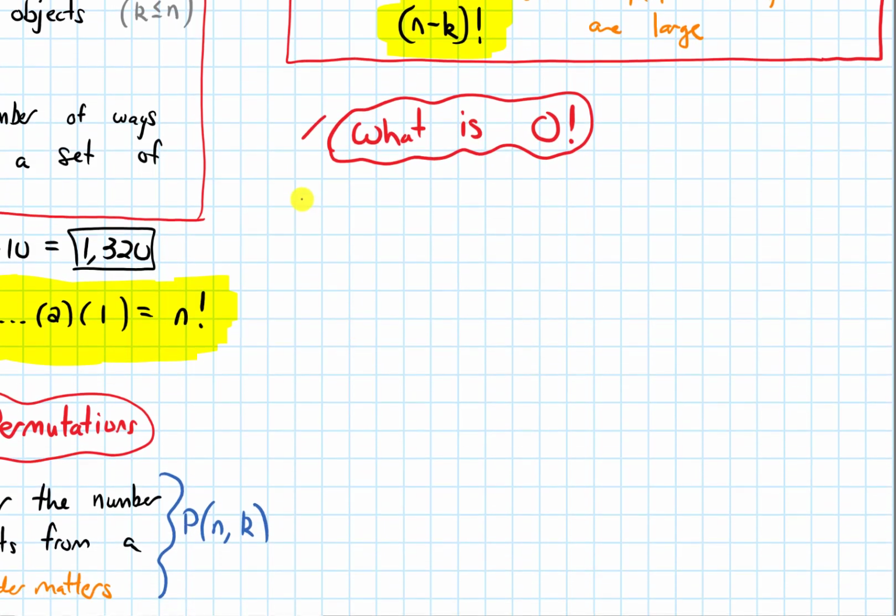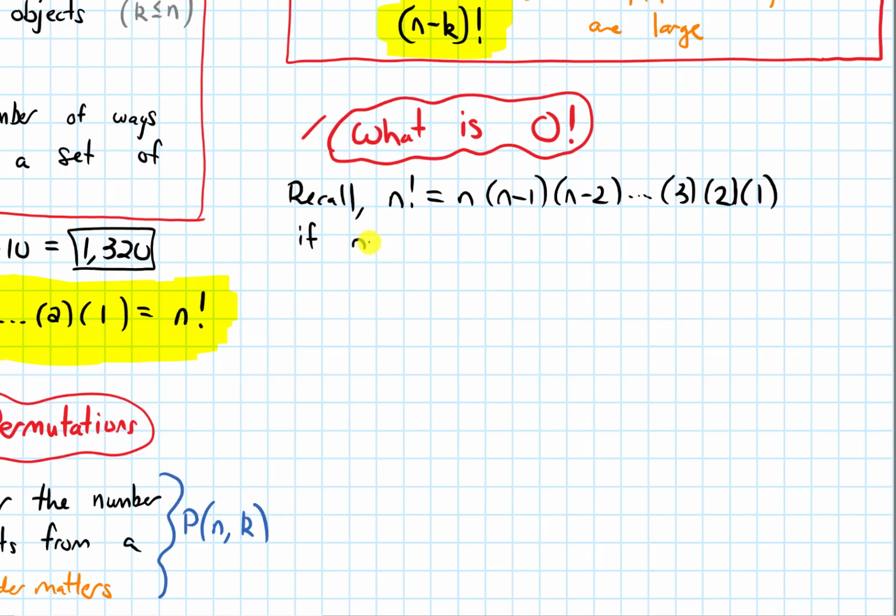Okay, so let's recall that n factorial is n times n minus 1 times n minus 2 dot dot dot until I get down to 3 times 2 times 1. And this is true if n is a positive integer. So we're multiplying all of the positive integers starting at 1, going all the way up till n. And now the question is, what is 0 factorial?